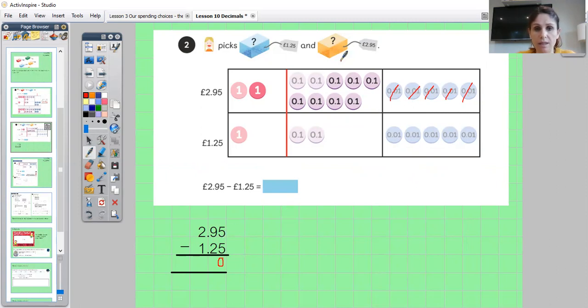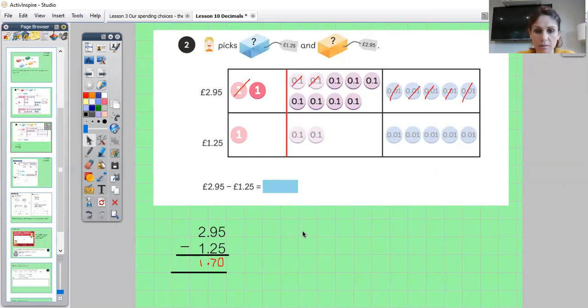Right, 9 take away 2. So we had 9 here, and we took away those 2. That leaves us with 7. So 7 goes in here. Decimal point in before we go any further, and then this one here we had 2 and we took that 1 away, so take that 1 away, we're left with 1. All right, £1.70.